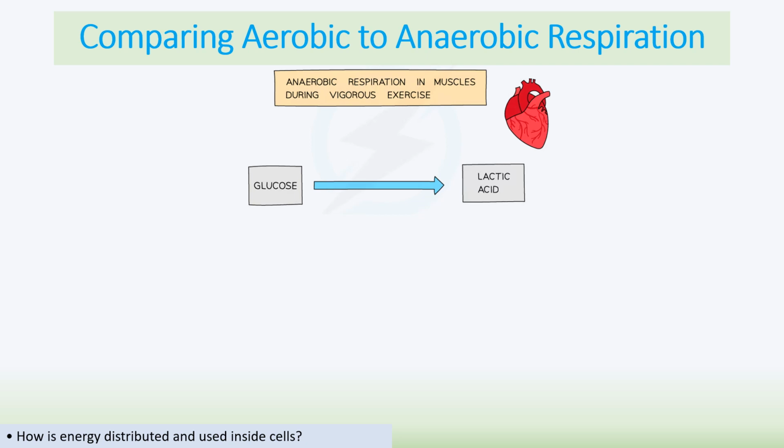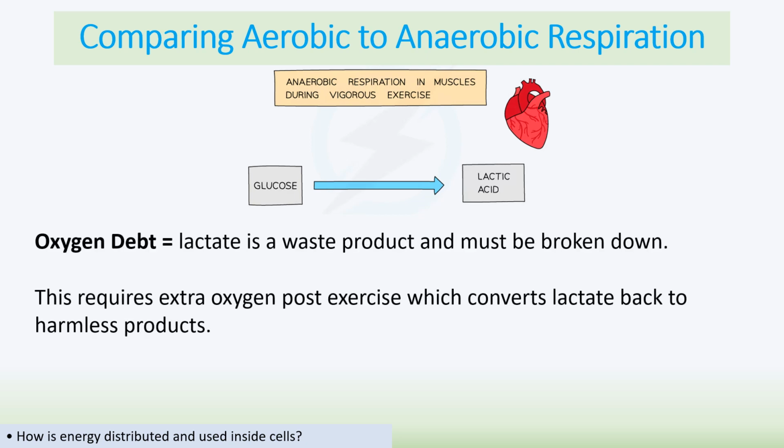So continuing to compare the two, when you do anaerobic respiration as a human, as a mammal, we get oxygen debt. And that is because lactic acid, which can also be called lactate, is a waste product that must be broken down because it lowers the pH in your cells. That would affect your enzymes over a long period of time, so it causes muscle fatigue and pain. This therefore requires extra oxygen. So oxygen debt: when you finish exercising, you breathe heavily to remove and break down that lactate, which is a harmful product.